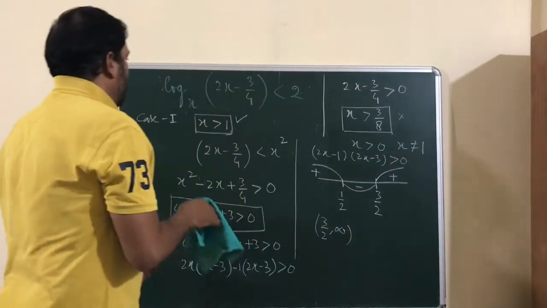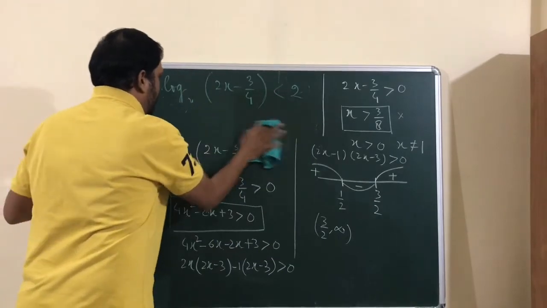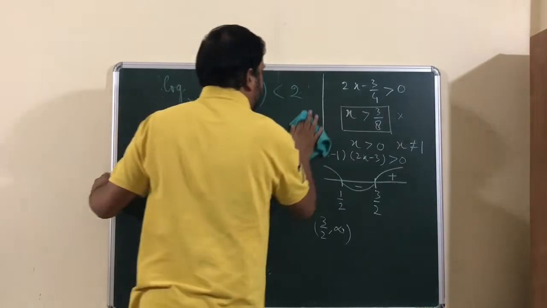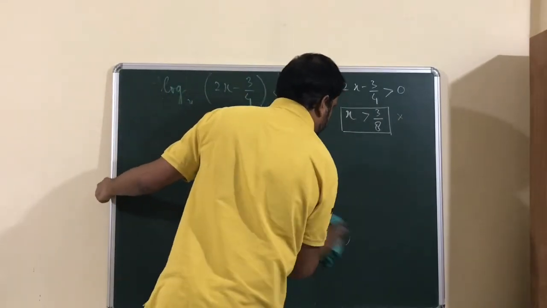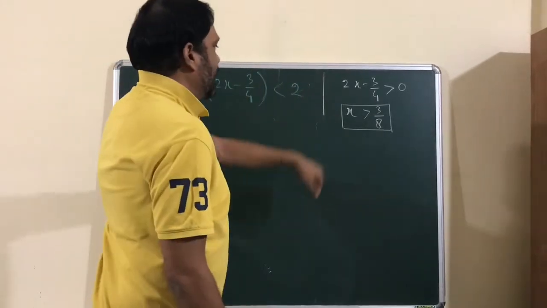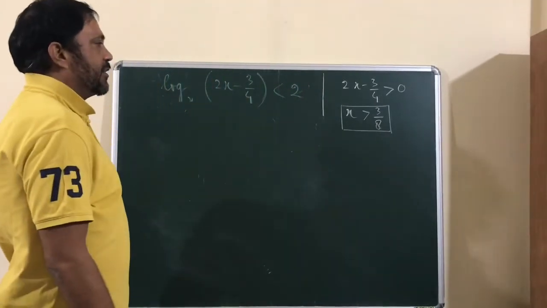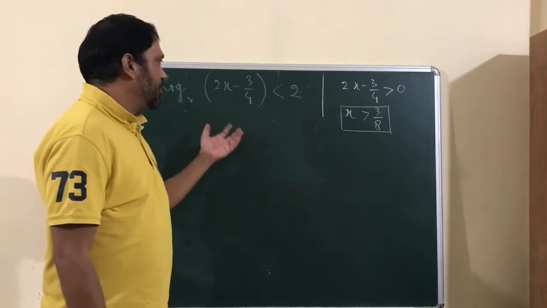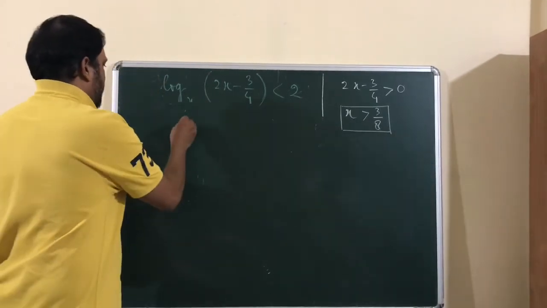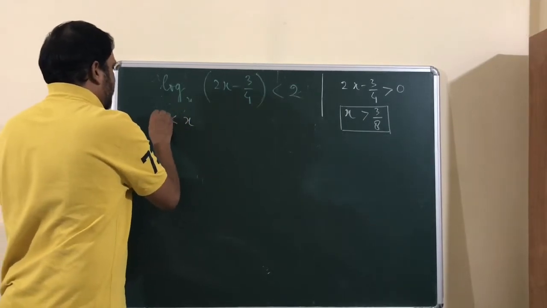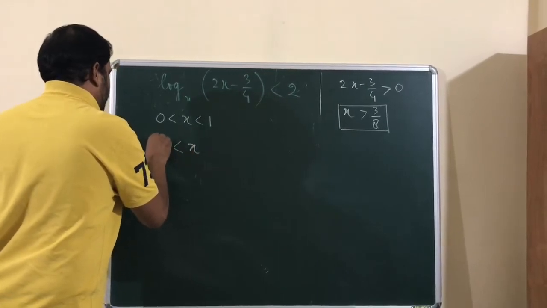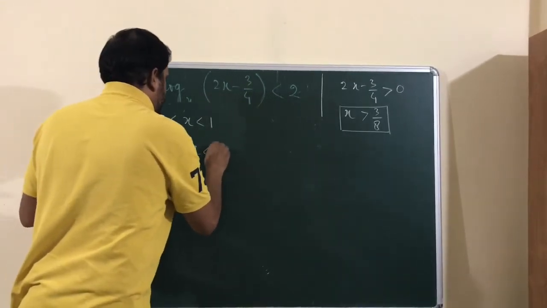Now, we change the base. One thing we have already taken, that x is greater than 3/8. We cannot substitute the values which are less than 3/8 here. So obviously there is no point in writing x greater than 0 but less than 1. Rather we will straight away start with x greater than 3/8 and less than 1.